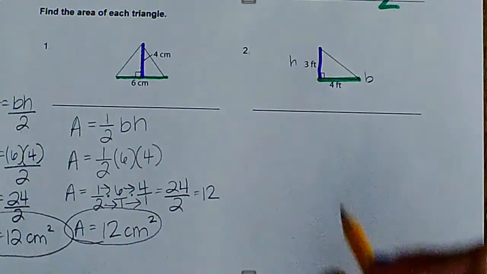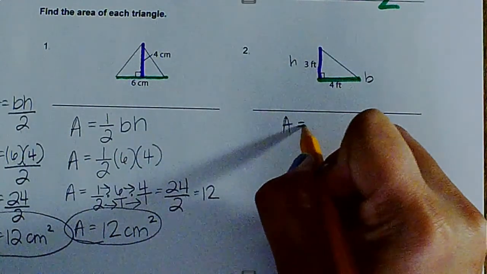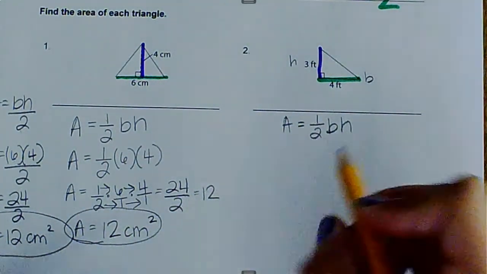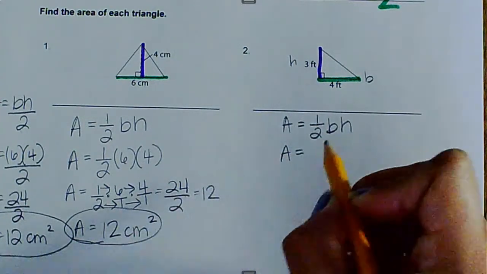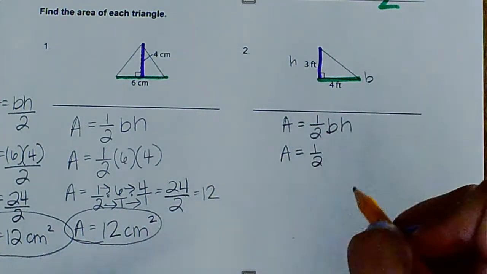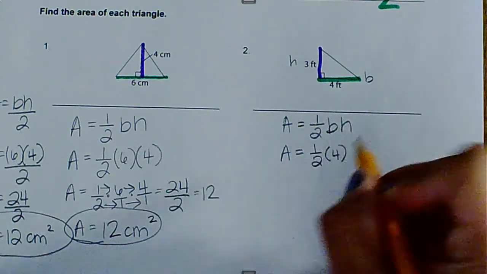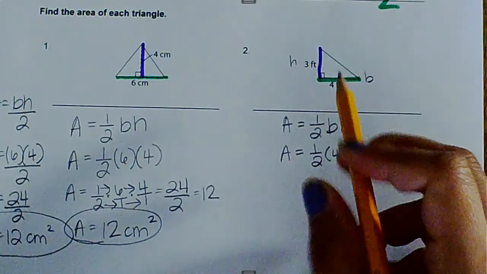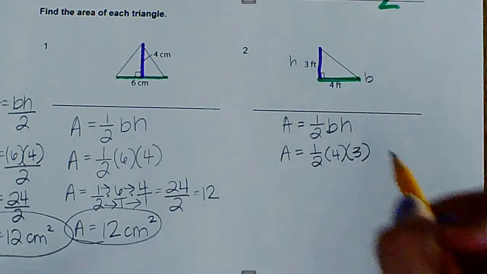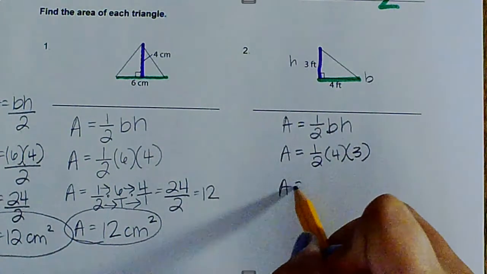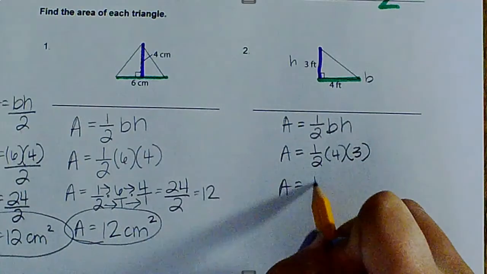So again, I'm just going to plug it into the formula. Area equals 1/2 base times height. Okay, area equals 1/2, and then I just plug in all the information that I know. I know the base is 4. I know the height is 6, I'm sorry, the height is 3. Okay, and once I have everything plugged in, I'm just going to go ahead and solve, and this is just a simple, I'm going to rewrite these as fractions.